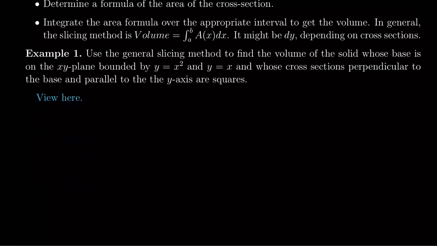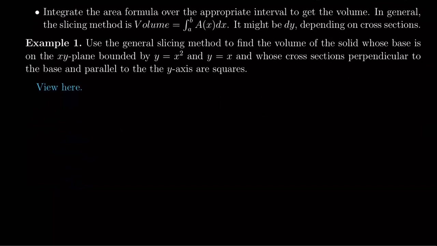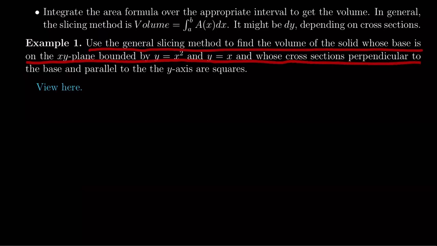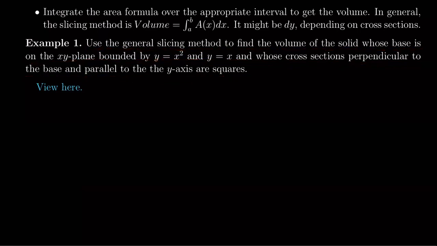I'm just going to draw a picture right from the beginning, and we'll see if we can visualize this in 3 dimensions after. Let's just read through it and draw a picture from the beginning. Use the general slicing method to find the volume of the solid whose base is on the xy plane, bounded by y equals x squared and y equals x, and whose cross sections perpendicular to the base and parallel to the y-axis are squares.